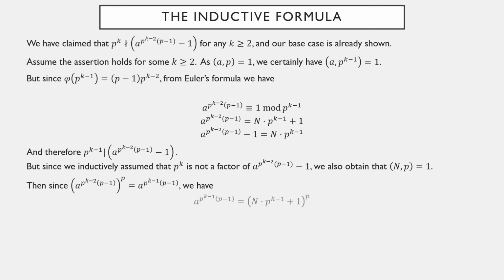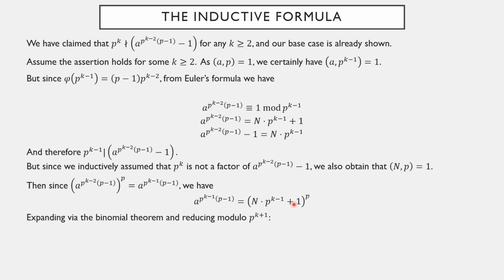Okay, but then what we can do is say this expression right here is equal to that, which is just n times p to the k minus 1, plus 1, all raised to the pth power. Now, when you expand all of this to the pth power, we're going to eventually reduce modulo p to the k plus 1. We're trying to prove this relationship here. We've assumed it for p to the k, and we need to now prove it for p to the k plus 1. So working modulo p to the k plus 1 is sensible enough.